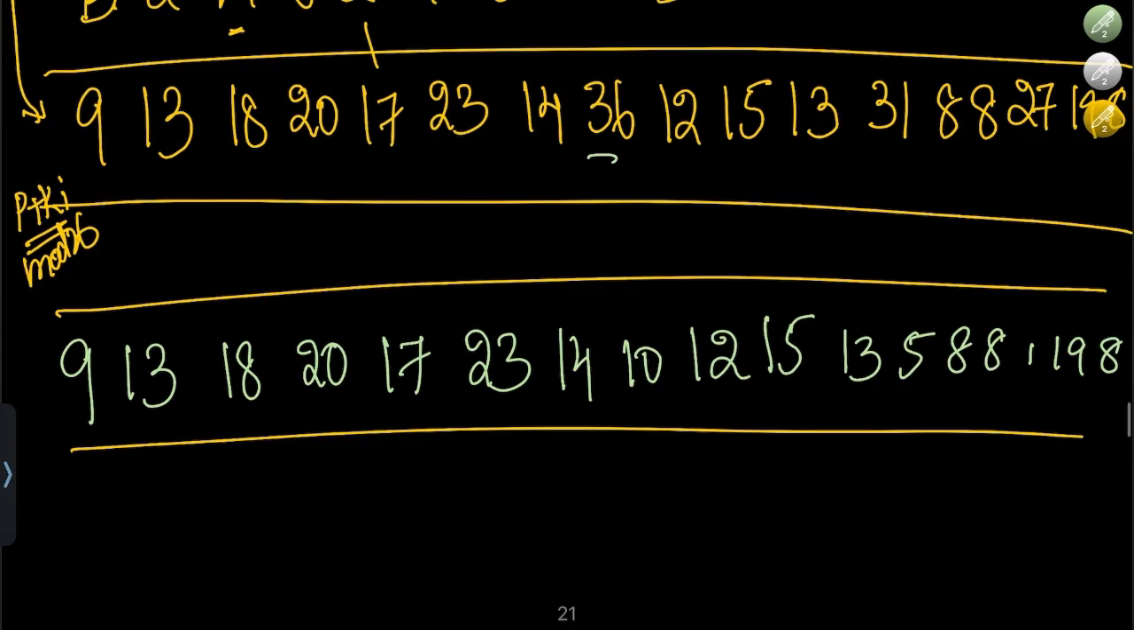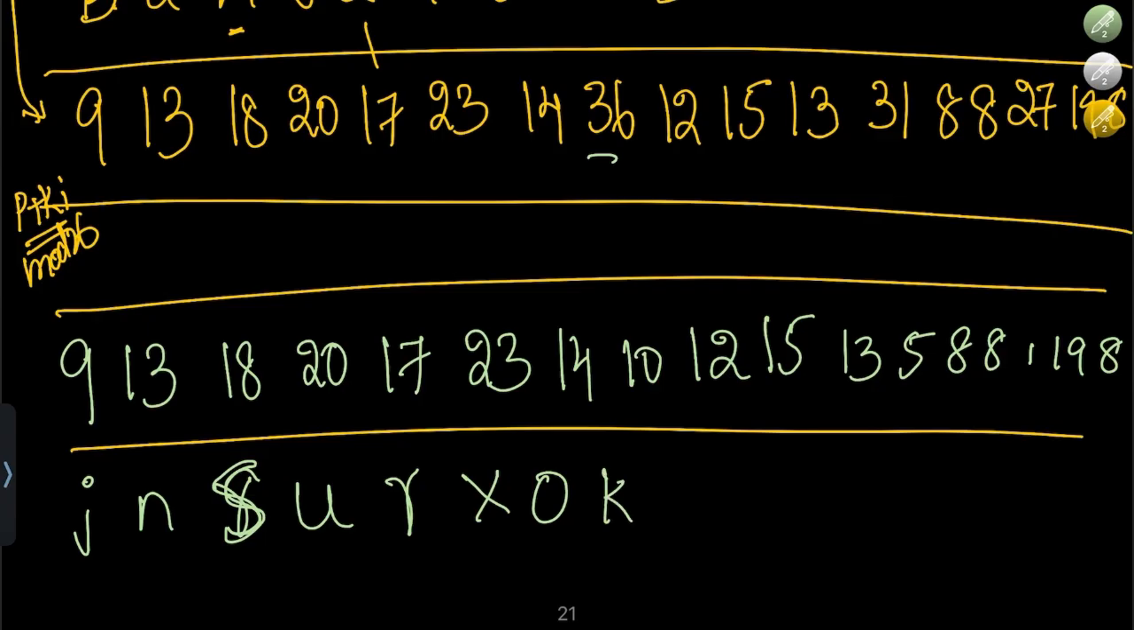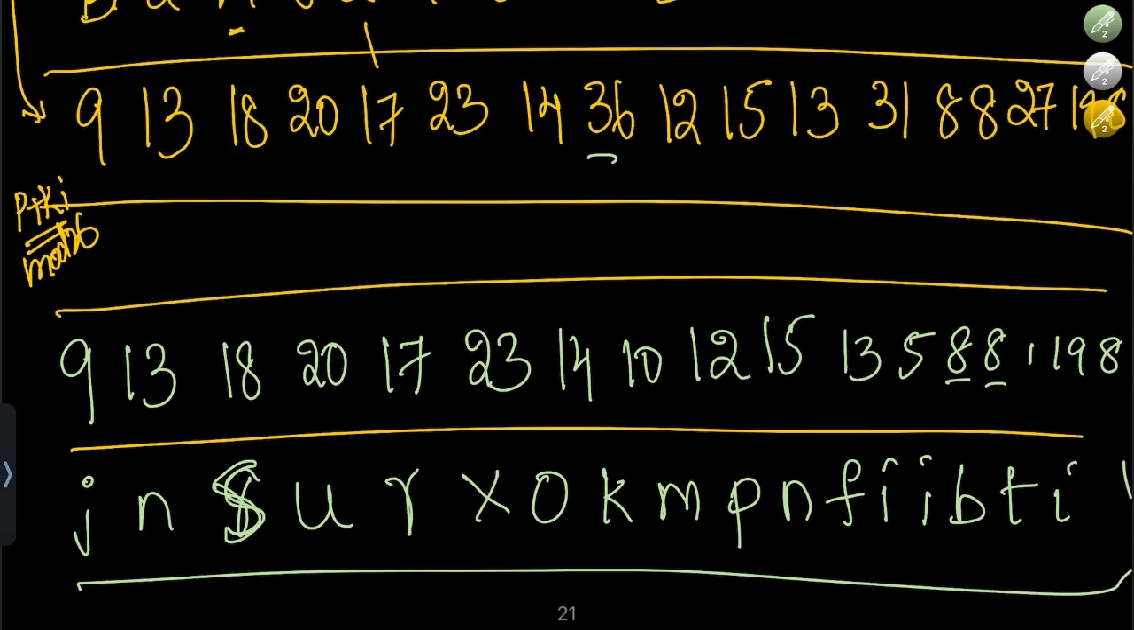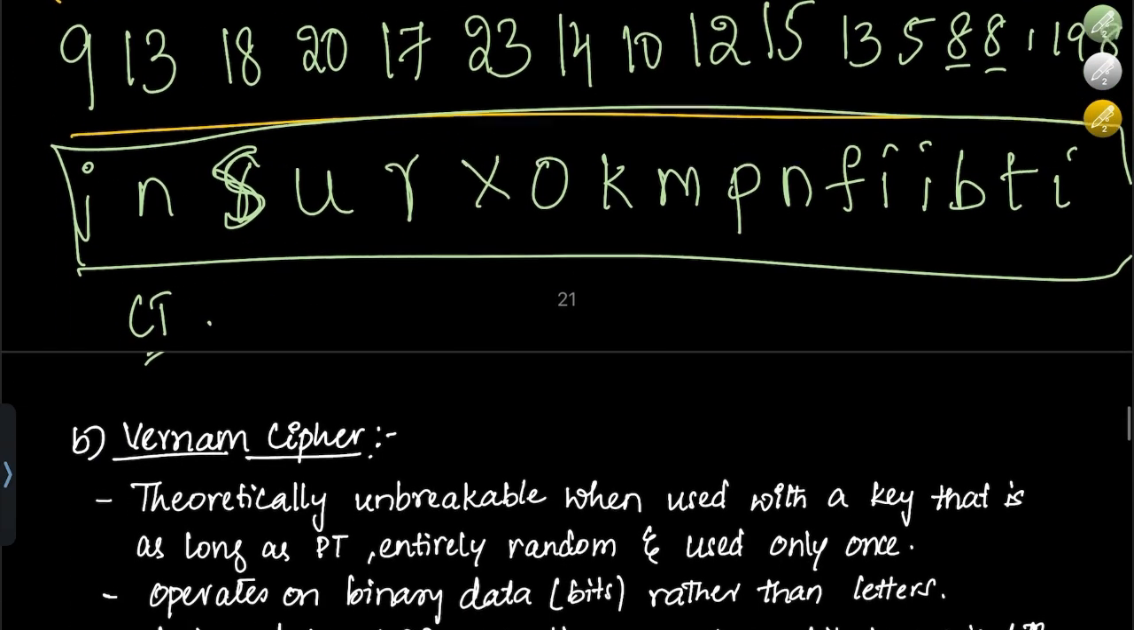So let me write down the equivalents for all of this. 9 equivalent is J, 13 equivalent is N, 18 equivalent is S, 20 equivalent is U, 17 equivalent is R, then 23 equivalent is X, 14 equivalent is O, 10 equivalent is K, 12 equivalent is M, 15 equivalent is P, 13 equivalent is N, and 5 equivalent is F, and then we have 8, so we have I, followed by 1, that is B, and then 19 we have T, and again I. So this is the ciphertext which I obtained. So this was about the Vigenère cipher.